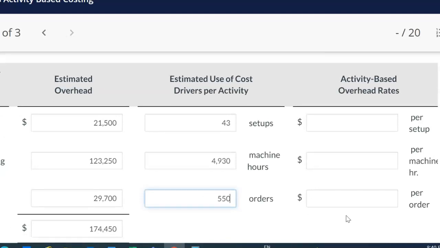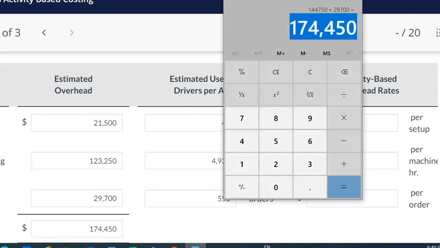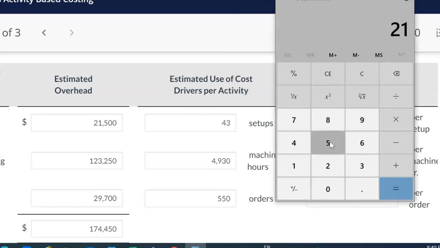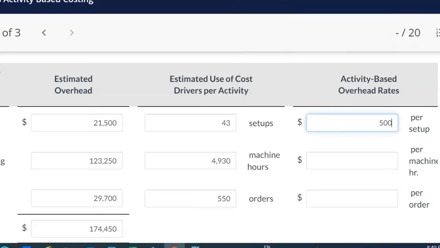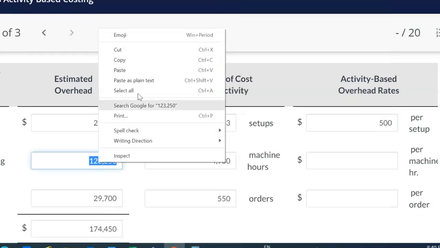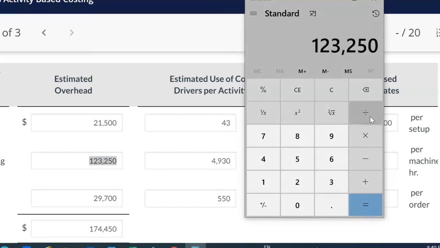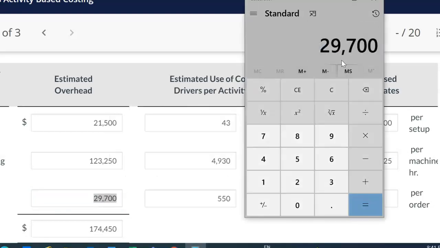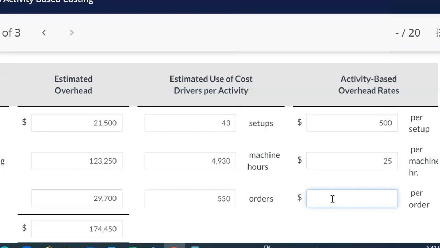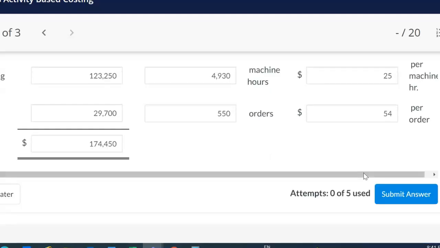Now, you want it per activity. Divided. You got it. Well, that's a nice, neat number, 500. Okay. So that's how you're going to assign that total overhead of 174,450. Before we would do it with just machine hours, direct labor. You're going to break it into three drivers. And then you're going to look at how many drivers are consumed. Well, they already told you that.